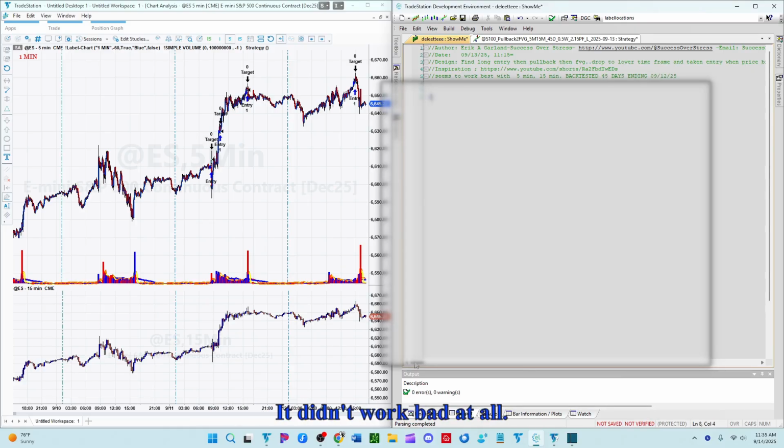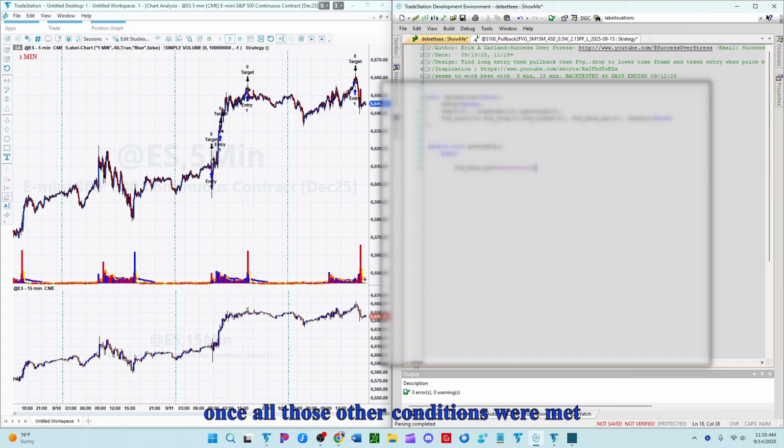It didn't work bad at all. It was a little tedious to program, but we had about 10 variables. And then with the 10 variables, we just had one method that I used. Typically, I use a lot of methods, but I only use one method. It was to check for the fair value gap once all those other conditions were met in order. We did have about 4 or 5 flags to make sure those conditions did happen in order, though.